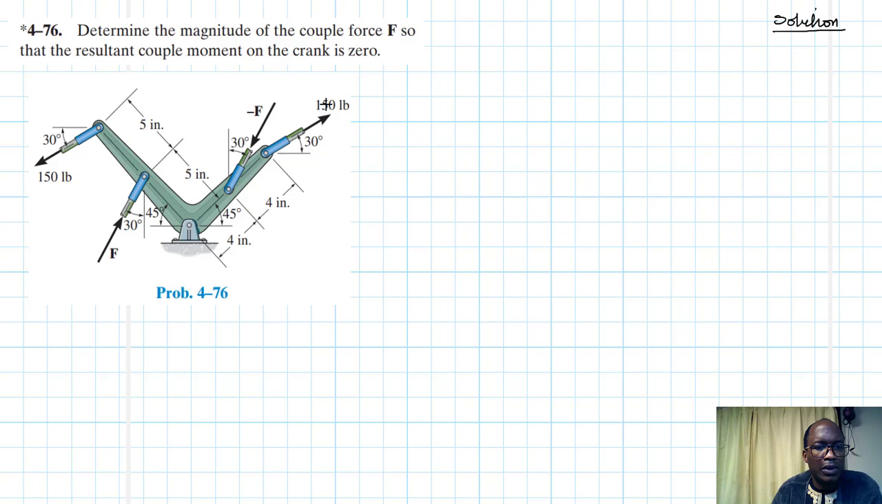Alright, so let me call this point here my O. So we are saying the summation of all the couple moments, the summation of all these individual forces about point O, is going to be equal to 0. We want to find F so that the resultant couple moment is equal to 0.